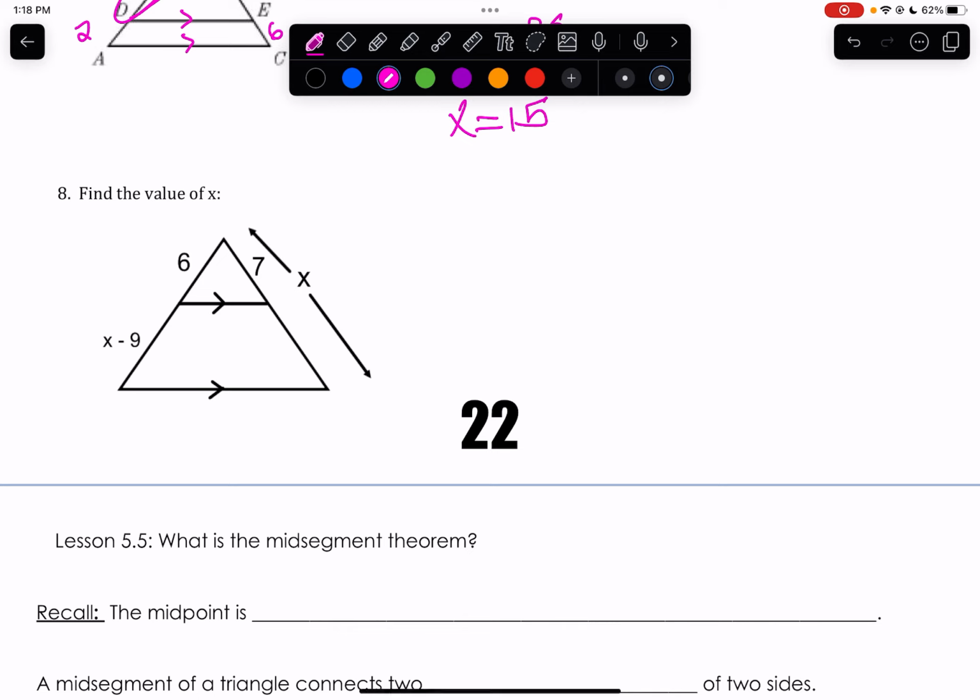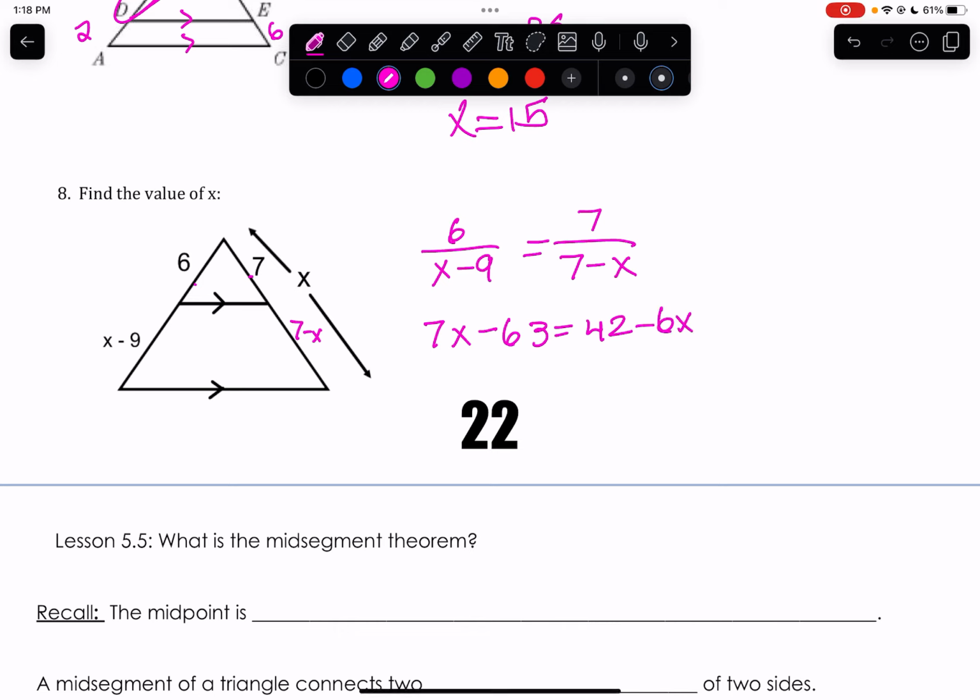So if the entire thing, okay, so we're splitting this one, right? Because we're looking at the individual pieces. If this is 7 and that is x, this piece will be 7 minus x. So 6 over x minus 9 equals 7 over 7 minus x. So we have 7x minus 63 equals 42 minus 6x.